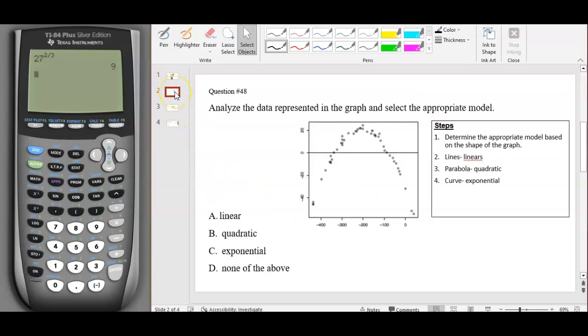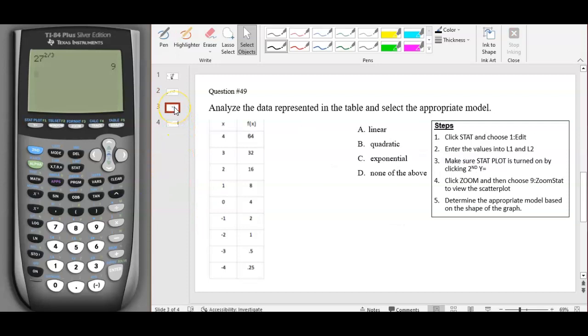So now let's work on the next question. Here it gives you a graph and asks you to select the appropriate model. Notice that this graph very closely resembles a parabola, so the best model to represent this would be a quadratic function. So in this problem, it says analyze the data represented in the table and select the appropriate model.